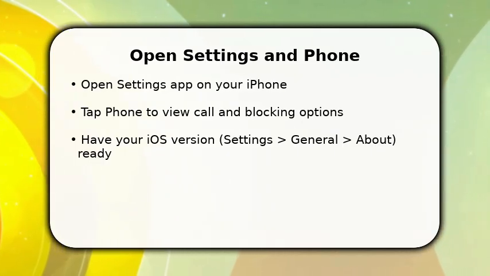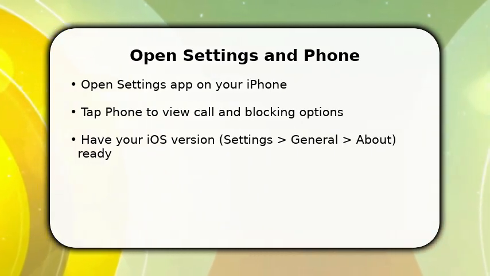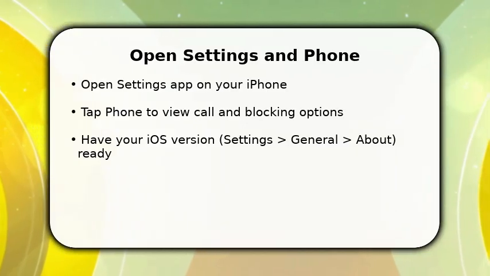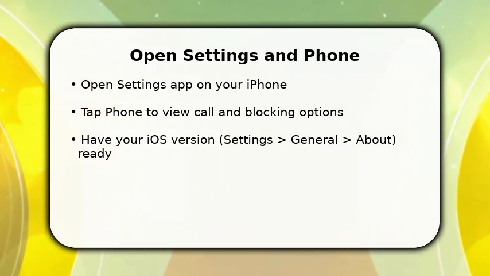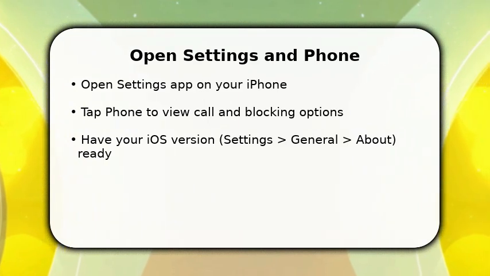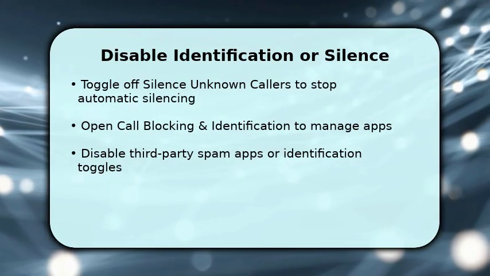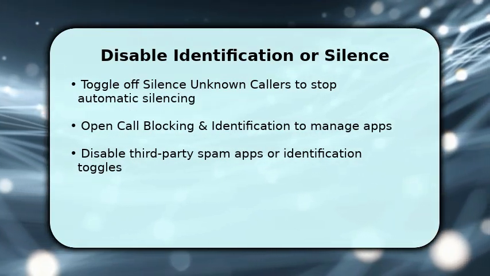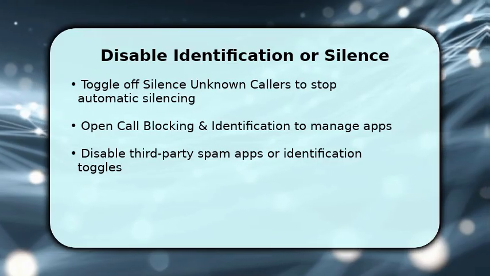Make sure to have any third-party spam app installed visible in this list. Once you see the relevant option, you're ready to tap through to disable specific filtering or identification services. Once done opening the phone settings, you'll either toggle off Silence Unknown Callers or manage third-party identification.